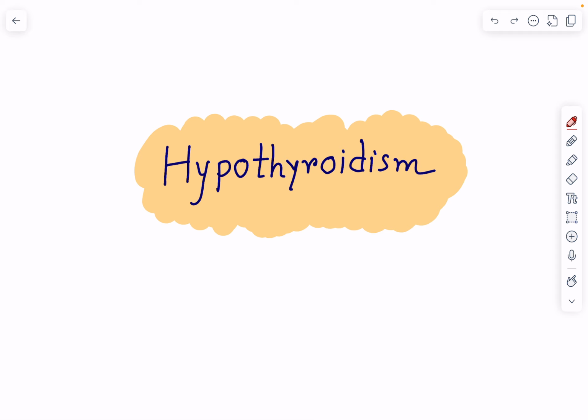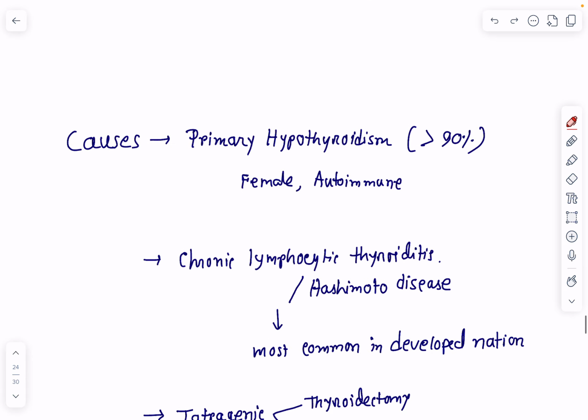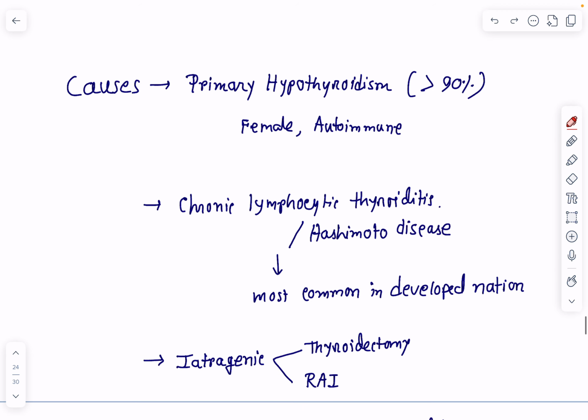In my today's class, I am going to discuss a very important topic, that is hypothyroidism. We all have heard about hypothyroidism and many of us do suffer from hypothyroidism. So let's discuss the disease. As the name suggests, hypothyroidism means lack of thyroid hormones. So what are the causes of hypothyroidism?